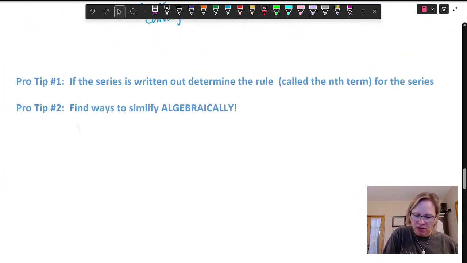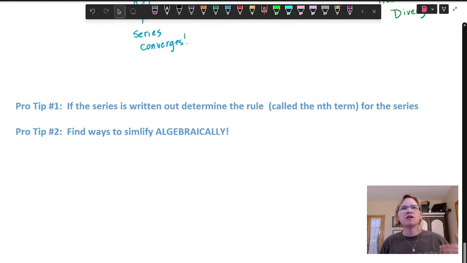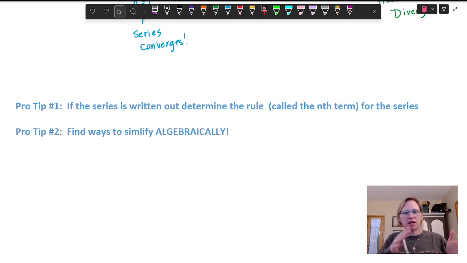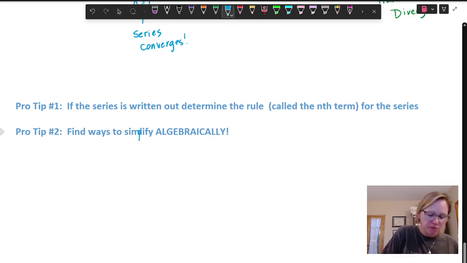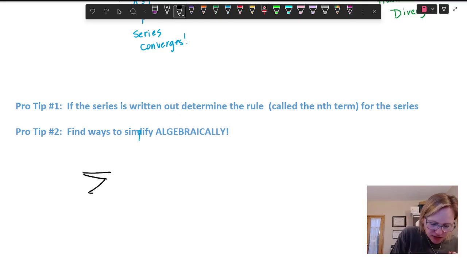So as you're looking for some things, if the series is written out, determine the rule. So with that first example, write down what the rule is, try to figure out what's the nth term, what's a sub n, and then use that to determine if it's a p-series. Or if it's not a p-series, what test are you going to use on it? Find ways to simplify algebraically. And then one last thing, kind of like one last ending note: the harmonic series sometimes can look like this.